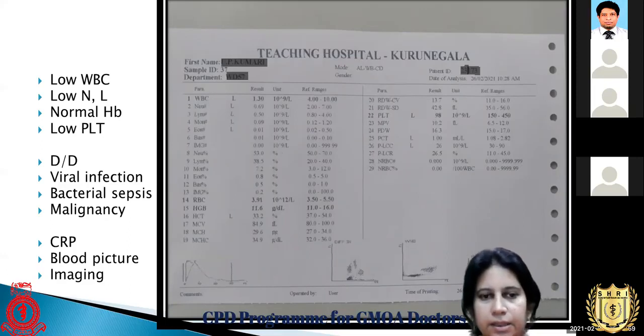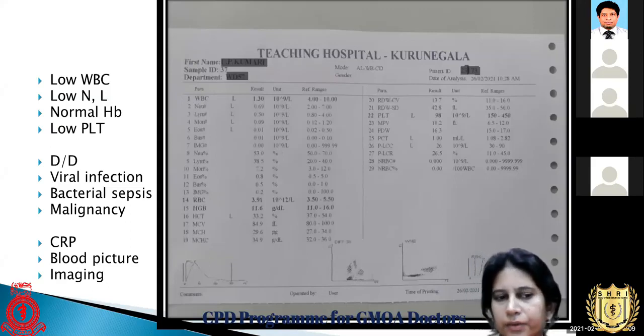And you are dealing with bicytopenia. So what is your differential diagnosis? This is a straightforward case. You must be dealing with a viral infection. Are you dealing with bacterial sepsis? Yes, possible. You get low counts with bacterial infection.